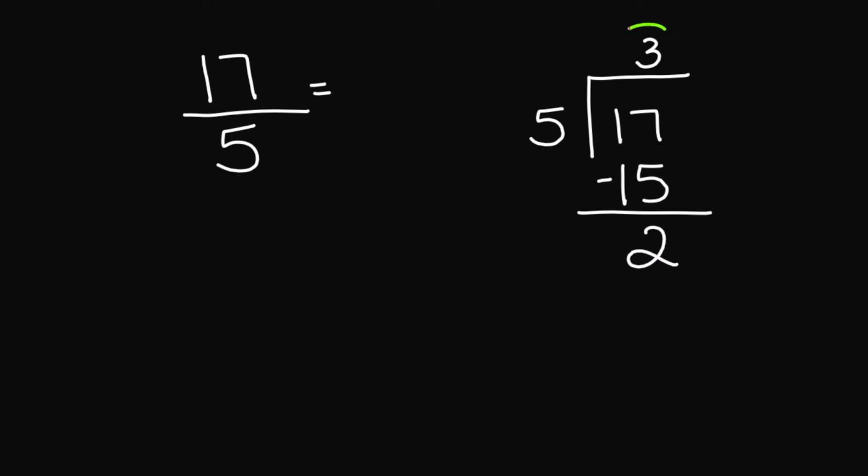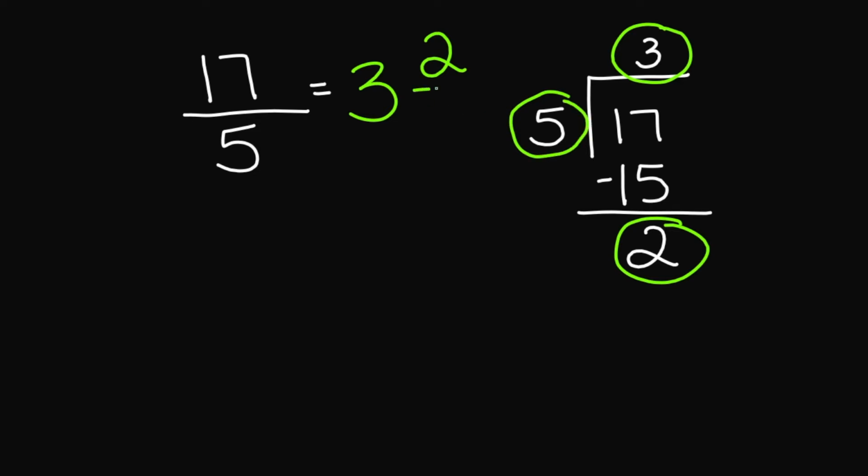First you have your quotient. Your quotient is your whole number. Next, you have your remainder. Your remainder is your numerator. And then you have your divisor. Your divisor is going to stay the same, and that's going to be your denominator.